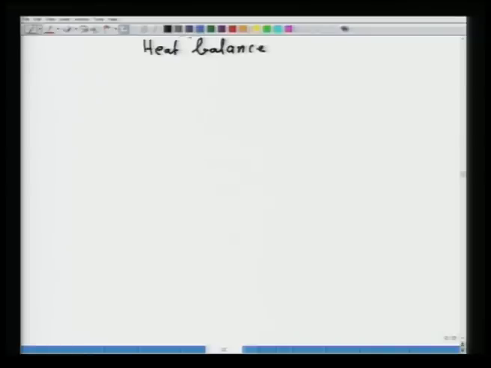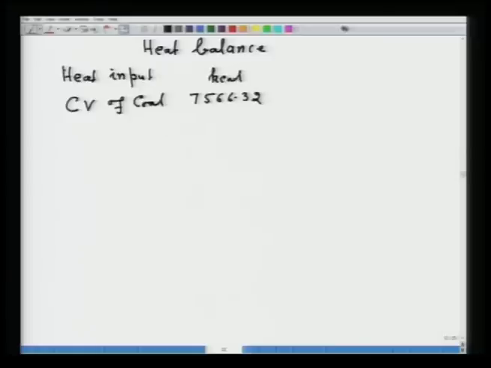So first of all, heat input. In the heat input I have the calorific value, CV stands for calorific value, of coal, that is equal to 7566.32 kilocalorie. Then sensible heat in coal plus air. In this problem it is not there, it is 0.00.